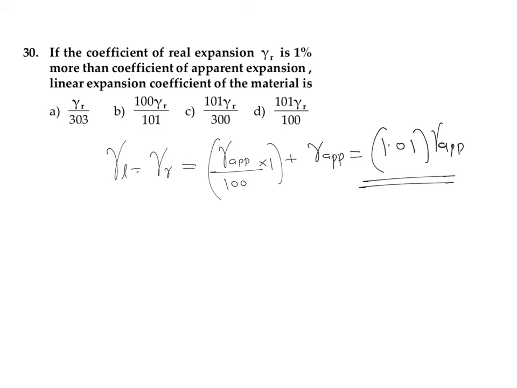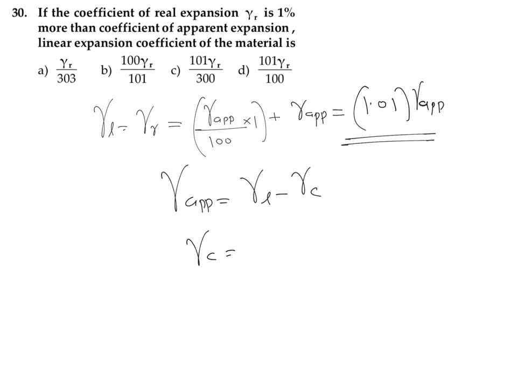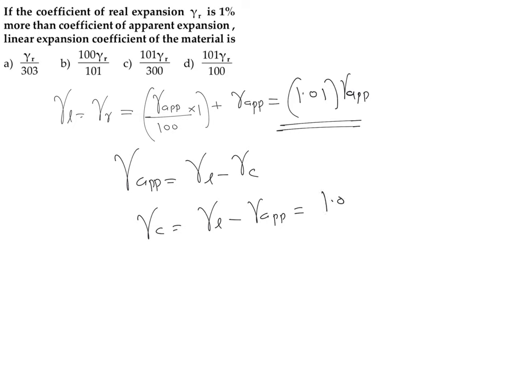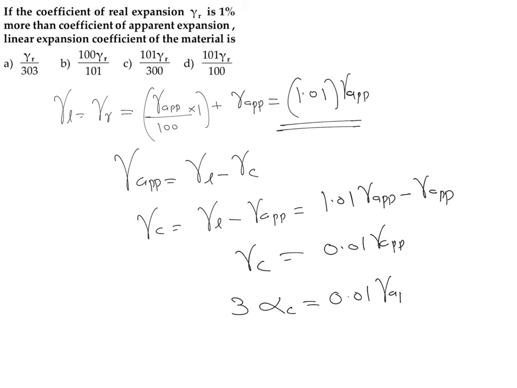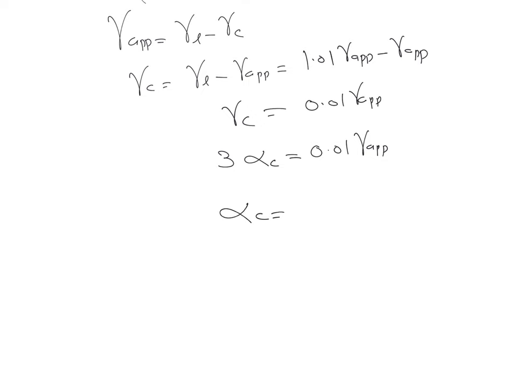Then the linear expansion coefficient of the material is, so we can use this equation, gamma apparent is equal to gamma of liquid minus gamma of container. So we can write the value of gamma of container is gamma of liquid minus gamma apparent. And the value of gamma of liquid is given as 1.01 times gamma apparent minus this gamma apparent. So 1.01 minus 1, we can take 0.01 times gamma apparent as the value of gamma of container. So we can write this 3 times alpha as 0.01 times gamma apparent. So the value of alpha of container is 0.01 divided by 3 into gamma apparent.